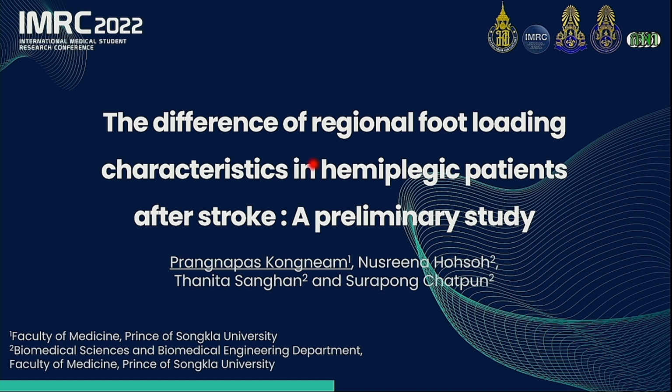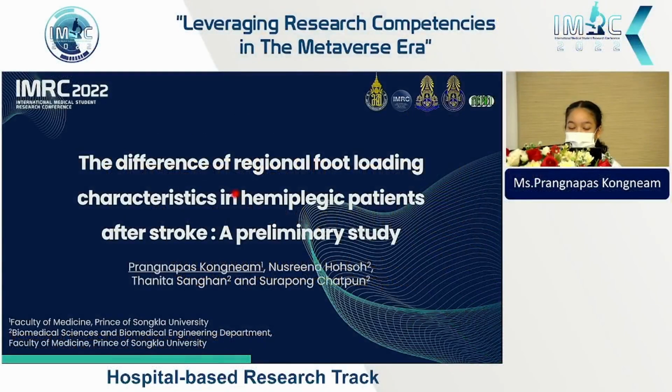Good morning, ladies and gentlemen. My name is Prangnapas Kongneam. I am a third-year medical student from Phramongkutklao College University. Today, I would like to present my project titled The Difference of Regional Foot Loading Characteristic in Hemiplegic Patients After Stroke, a preliminary study.